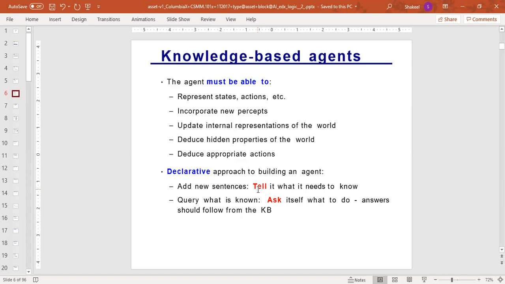And the second is to create what is known. This is through the procedure Ask: ask itself what to do. The answer follows from the knowledge base through inference and deduction, in general logical deduction.